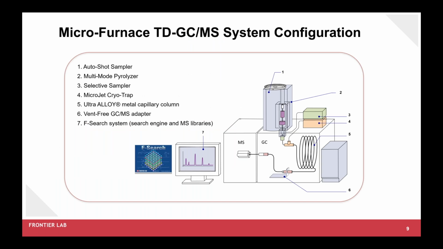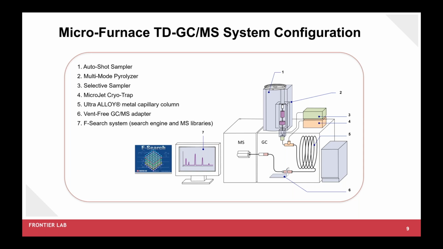So before we go over the application, we're just going to talk a little bit about thermal desorption GCMS. And here is the system configuration for a microfurnace pyrolyzer, which can perform pyrolysis and thermal desorption type analysis. The microfurnace pyrolyzer, which is shown as number 2 in this figure, is used as a programmable temperature inlet to your GCMS system. It is directly connected to your GC injection port, so there won't be any transfer line, there is no active site, and there is no cross-contamination.